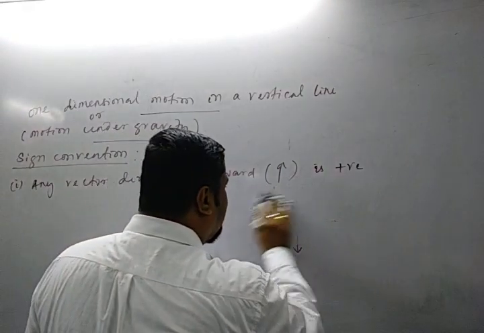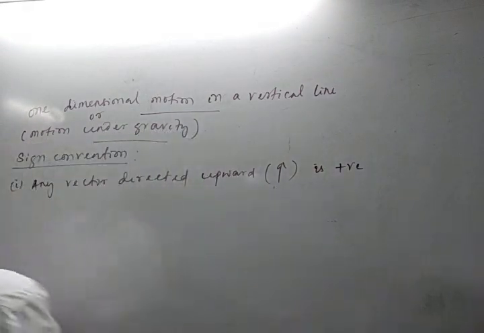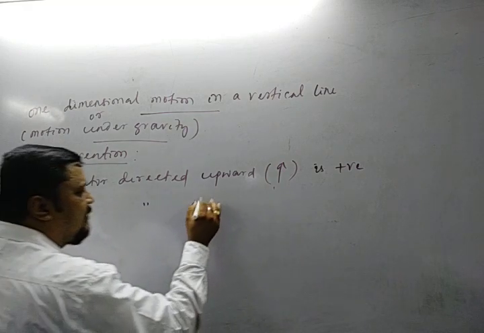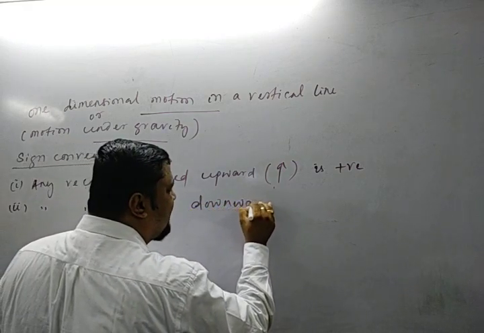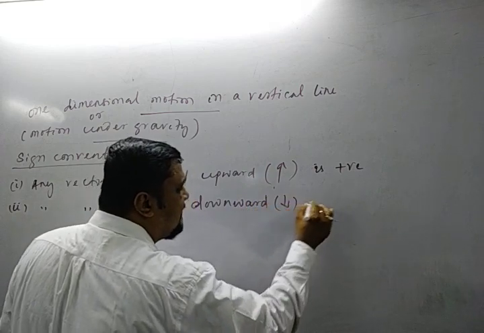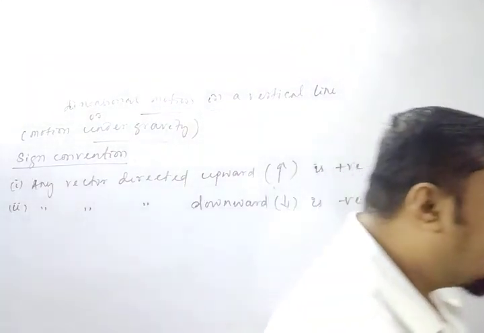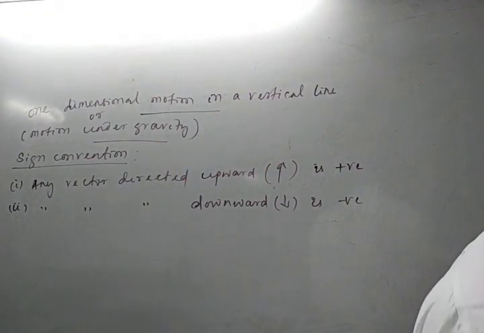Remember, it is very easy to remember like this. Then number 2, any vector directed downward is negative. That is the sign convention. Is that clear? This is the sign convention.